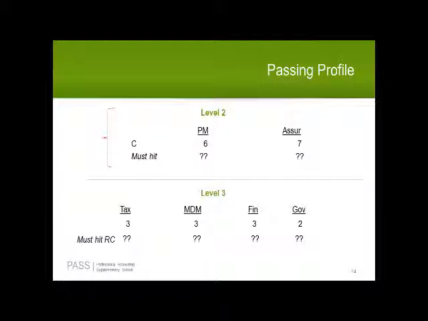The problem is we don't know what several is, as that is not disclosed. It is probably about 50%. So you may need 3 competent out of 6 for PM and maybe 3 or 4 out of 7 for assurance. There are no marks here.